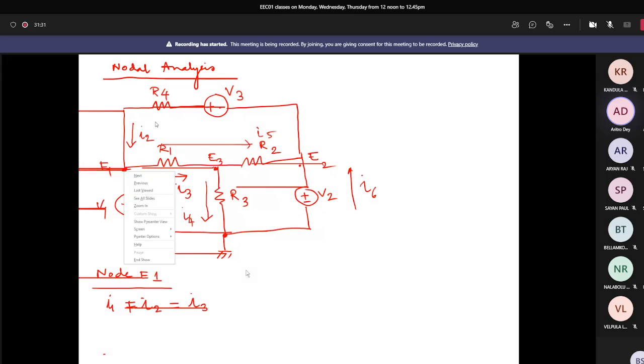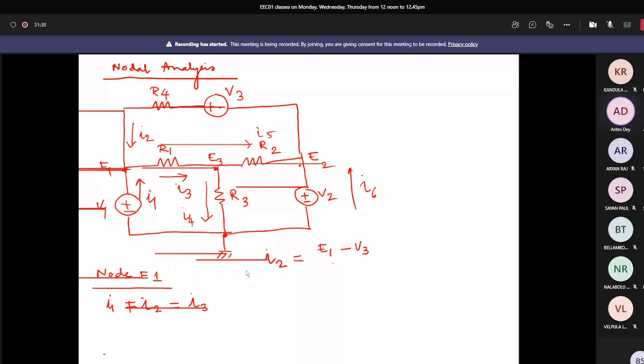There will be I2. I2 will be equal to E1 minus V3 divided by R4, isn't it? Because E1 has one potential and V3 has another potential, and between them there is R4, so there will be a drop. So E1 can't be equal to V3. That is why we write E1 minus V3 divided by R4. This is equal to your I2, and as E1 is shorted with V1, E1 is basically V1. So V1 minus V3 by R4 we will take, isn't it?